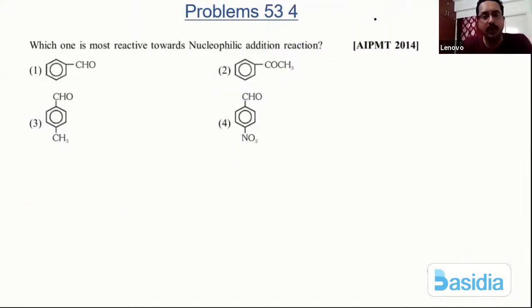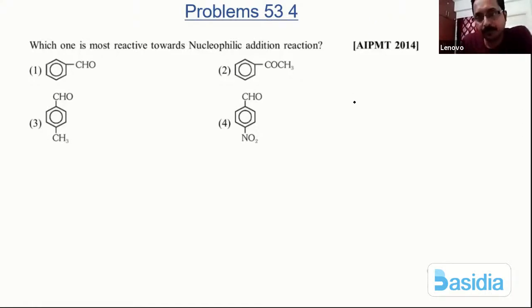Which one is most reactive towards nucleophilic addition reaction? So think of a reaction. It's a nucleophilic addition. It is not a substitution. Nobody is getting substituted here. It is purely just addition reactions. Okay, so how do you explain?